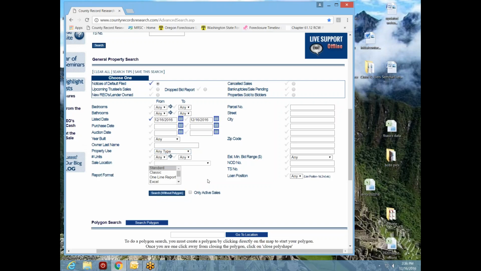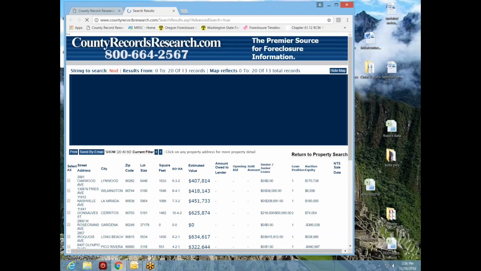Okay. All right, so let's just say that we want to look at everything that got a notice of default in our South Bay area today. Okay, it's probably going to be a short list, but let's just take a quick look. Now I'm going to leave it in standard because that's my preferred format, and I'm going to hit my search without polygon button, and we're going to get started.